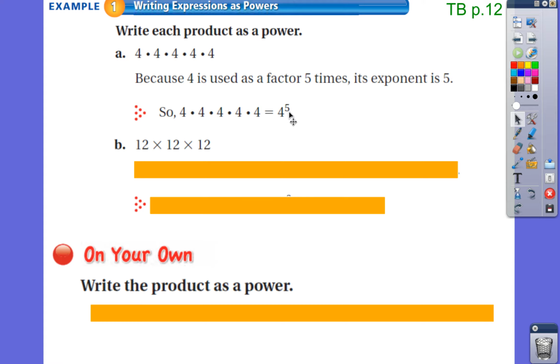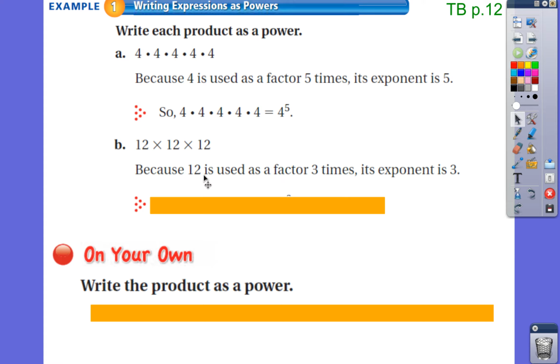Let's take a look at example B. It says 12 times 12 times 12. 12 is the number getting multiplied, so it is the base number. And it's getting multiplied 3 times, so the exponent is going to be 3. So 12 times 12 times 12 is equal to 12 to the 3rd power.